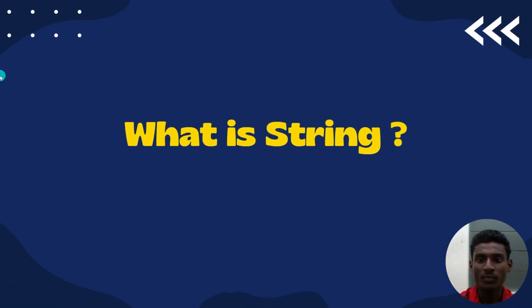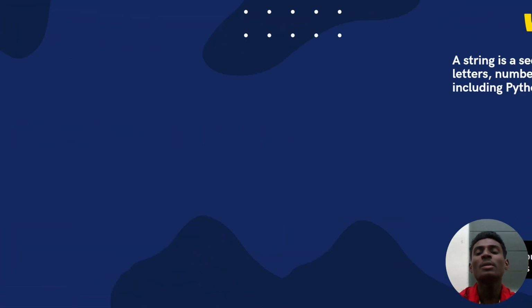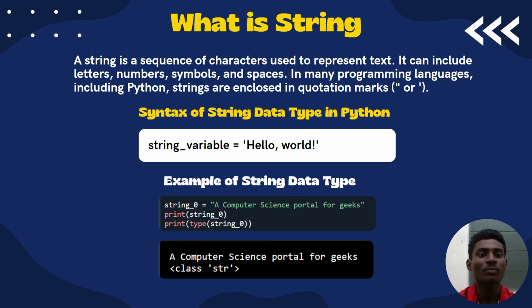Now, what is basically a string? We will be talking about it in detail. A string is a sequence of characters used in representing text. It can include letters, numbers, symbols, and spaces. In many programming languages, including Python, strings are enclosed within quotation marks.